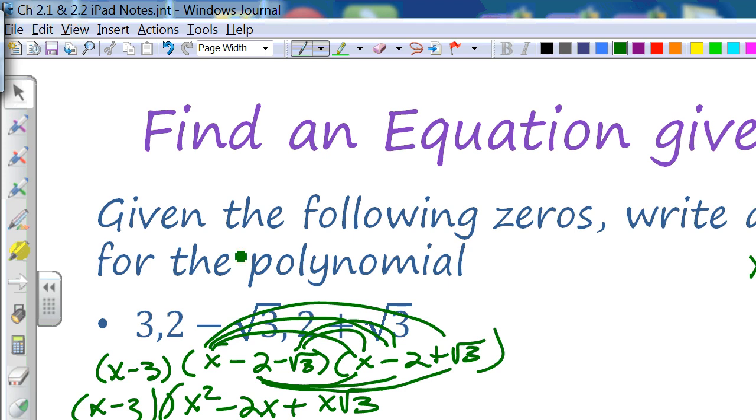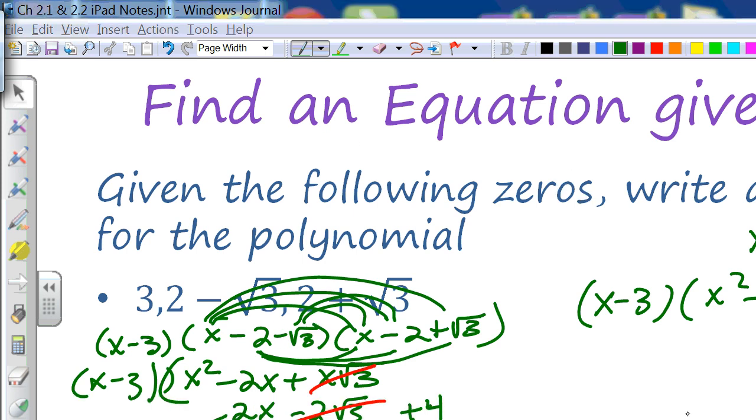Now, if I add these up, I'll see that this x root 3 is canceled by the negative x root 3. Minus 2 root 3 and plus 2 root 3, those all cancel out. So what I'm really left with would be x minus 3 times x squared minus 4x, because that's minus 4x, and this is going to be plus 1. Now I can multiply this one out.